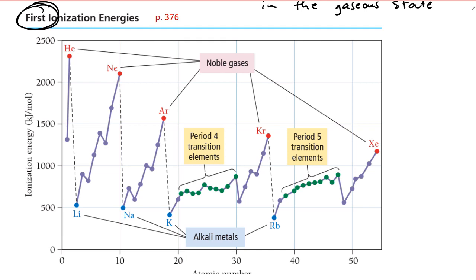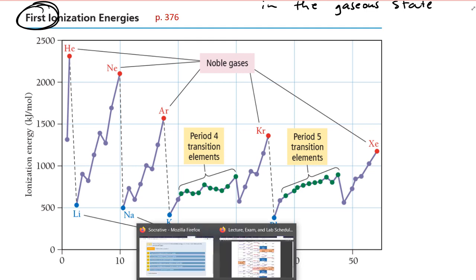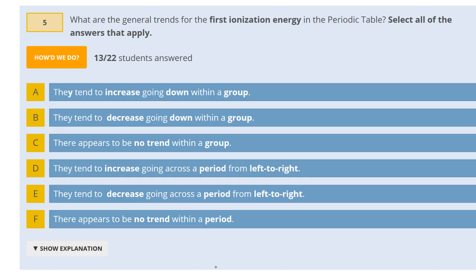So you should have one trend for the group, one trend for a period. And we'll see how we're doing here. We'll get our answers locked in then, and we'll count down. 5, 4, 3, 2, 1. And the trends, very good. They tend to decrease as we go down within a group, and then they tend to increase as we go across a period from left to right.